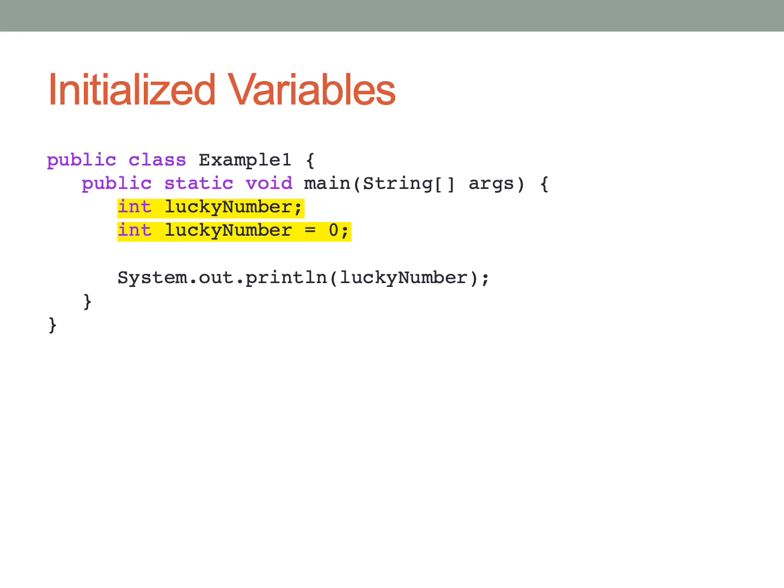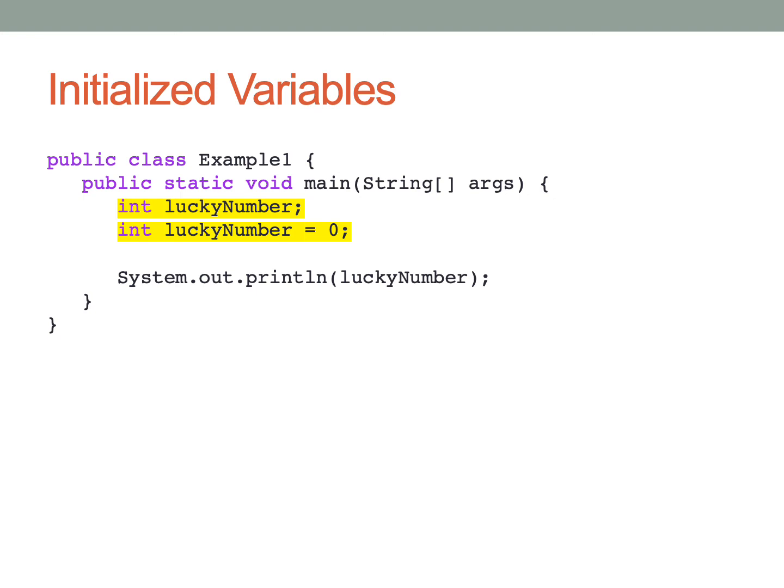For any variable with the same name, we can only declare it once. We will get an error if we try to declare it several times. For example, we have int lucky number and then on the next line, int lucky number equal to 0. Is this valid? If we try and run the code, we will not be able to compile it. We will get an error that says variable lucky number is already defined.